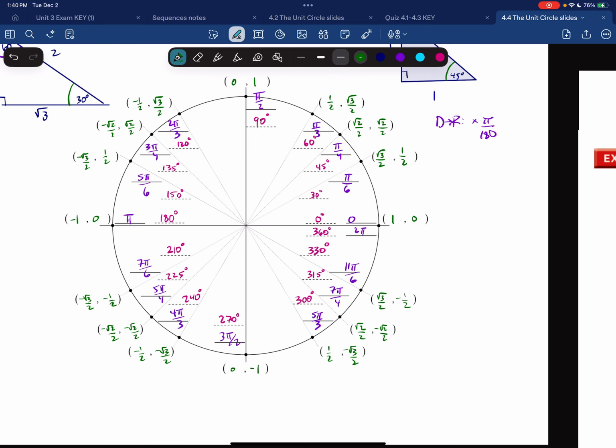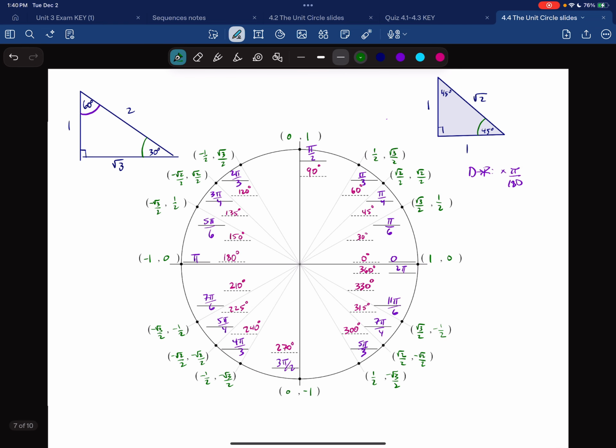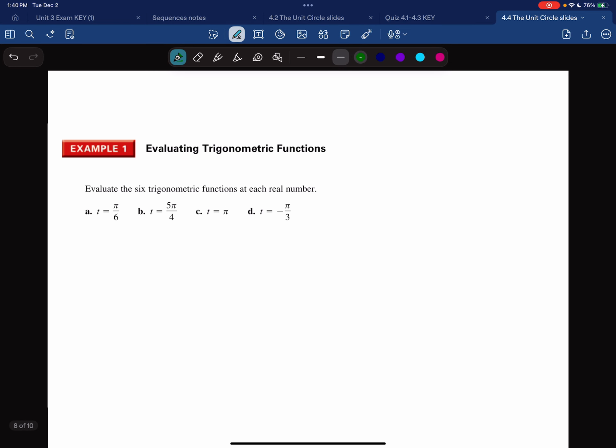And there we go. It's a quick way we can construct the unit circle, as long as you've memorized your special triangles. So now let's talk about how we can use the unit circle to answer some of these questions. We're just going to do a couple examples. All right. Example 1, evaluate the 6 trig functions at each real number. I'm not going to do all of these. I'll do a couple of them. Actually, let's do B, C, and D. I'm going to skip A.